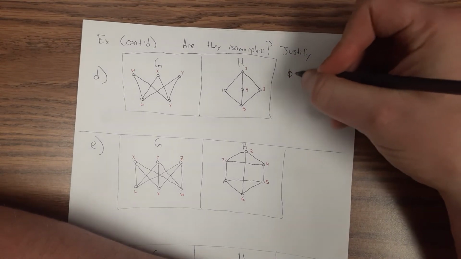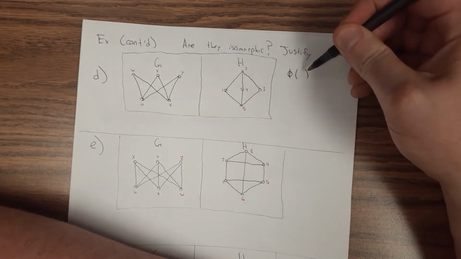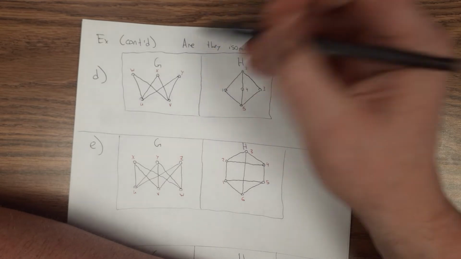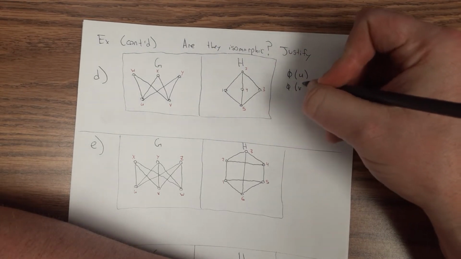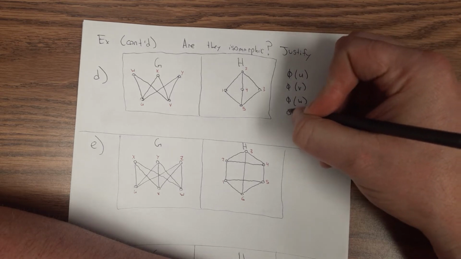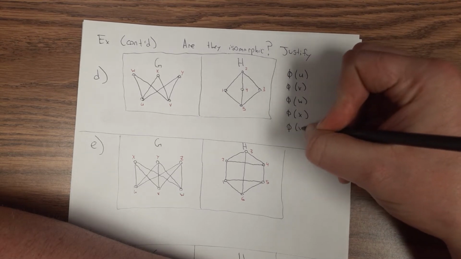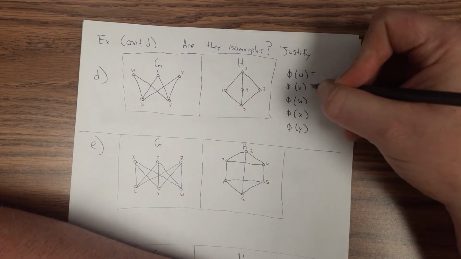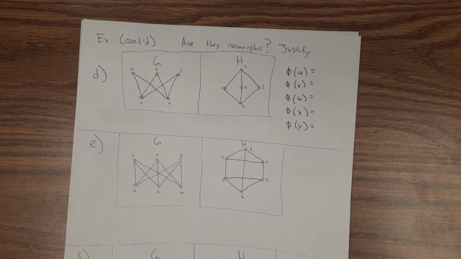Well, an explicit isomorphism means that I find phi of everything. So let me just take all the vertices here, and maybe I'll go in alphabetical order again. U, V, almost forgot my alphabet. W, X, Y. And let's try to do this a smart way.